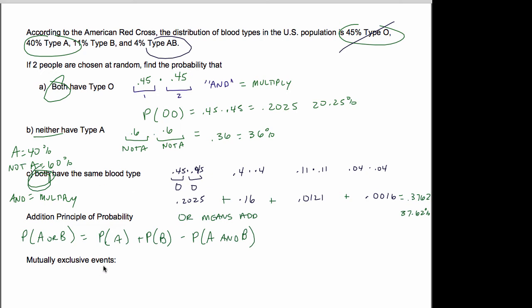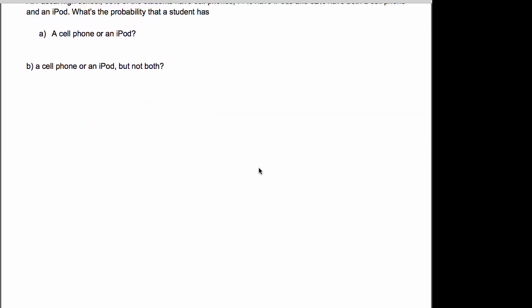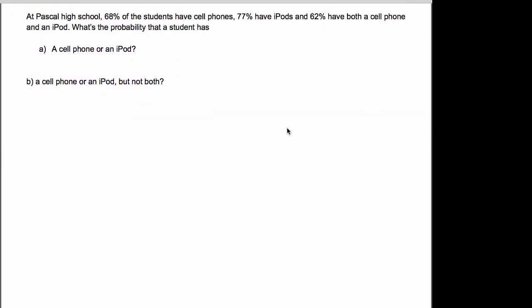We're going to talk about mutually exclusive events. Mutually exclusive events are events that can't happen at the same time. A and B don't occur at the same time. Okay, so they're non-intersecting events. So let's look at an example that involves both of these types of principles.